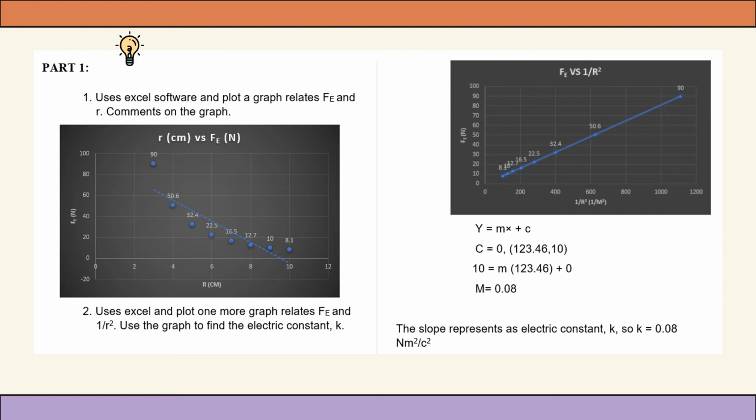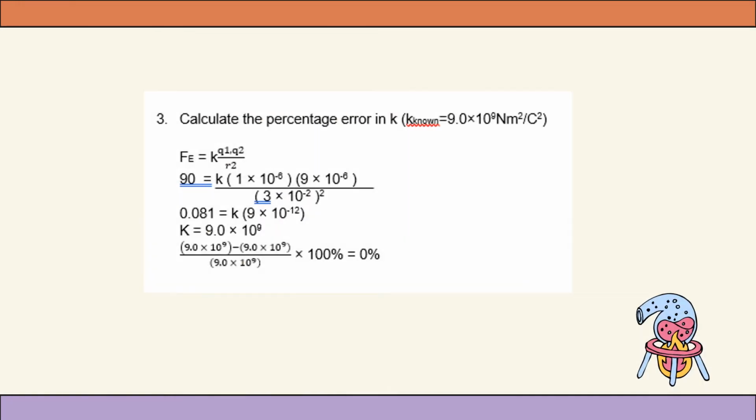So this is our graph. We use the straight line equation y equal to mx plus c, as the slope represents the electric constant K. So we get 0.08 Newton meter square over Coulomb square. Next question is calculate the percentage error in K. So we use the Coulomb's law formula and we substitute the value into the formula and we get the percentage which is 0%.